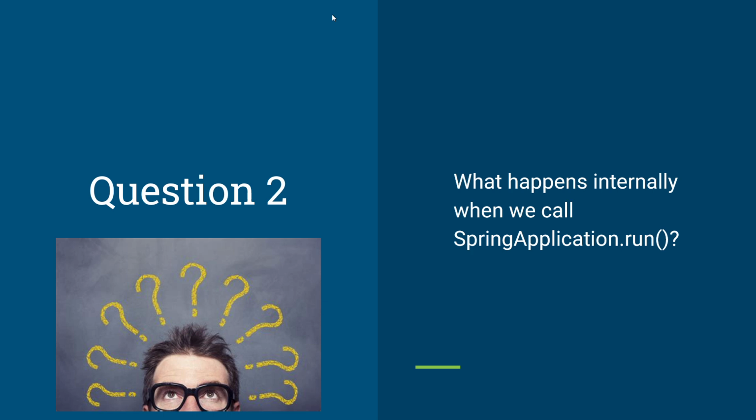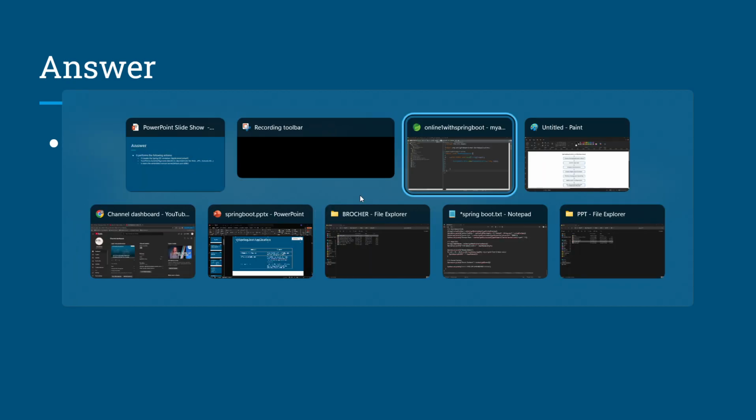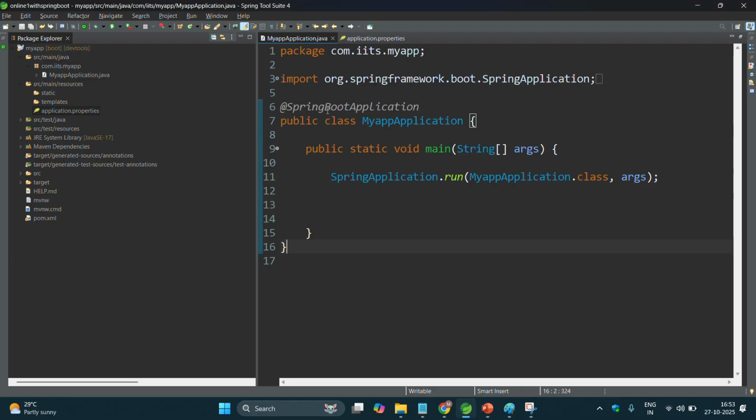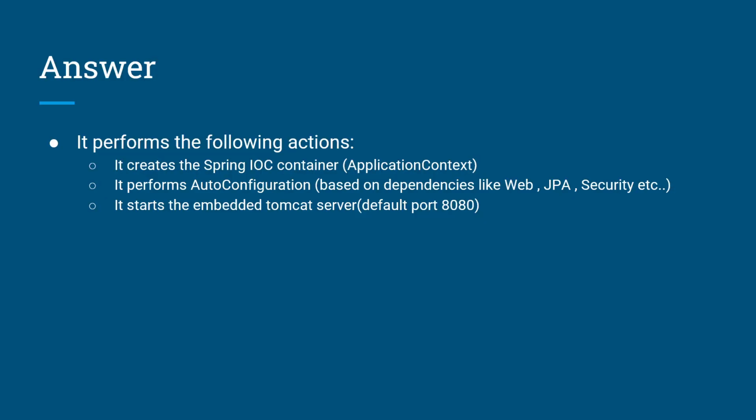So we come with another new video, that is the most important interview question: what happens internally when we call SpringApplication.run in Spring Boot? Okay, so basically let's try to understand what exactly it means. Whenever we run the Spring Boot application, they will ask what happened now. Actually, it performs basically the following actions.